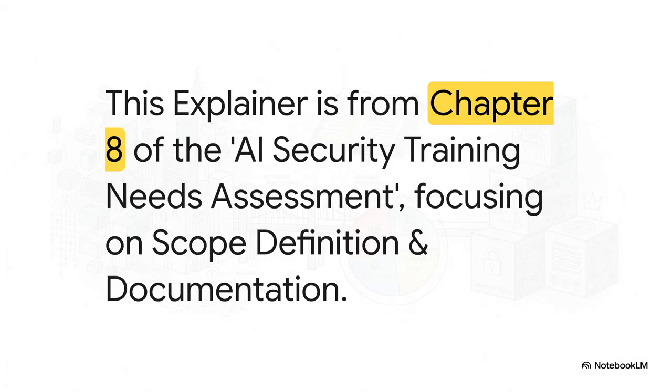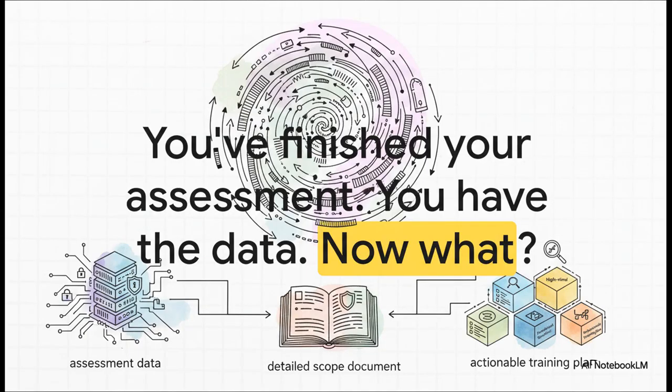And just so you know where all this is coming from, everything we're about to cover is pulled straight from Chapter 8 of the AI Security Training Needs Assessment Framework tutorial. We're zeroing in on that make or break step, defining your program's scope. So there you are. You've got all these findings about risks, knowledge gaps, and what your employees need. And honestly, this is the exact moment where so many of these initiatives just stall out. The huge question is, what's the very next step to get from data to doing?